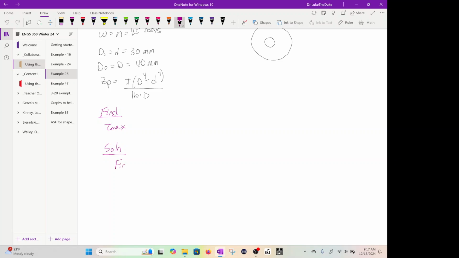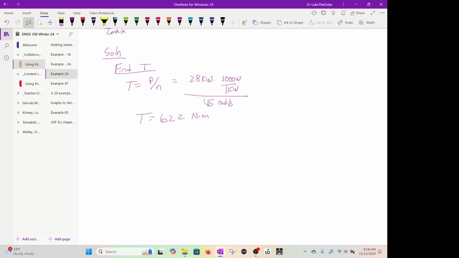So first we've got to find torque. Torque is power over omega, revolutions. So we get 28 kilowatts, and we convert that, since there are 1,000 watts in 1 kilowatt, divided by 45 radians per second. So this becomes 622 newton-meters of torque due to that power.